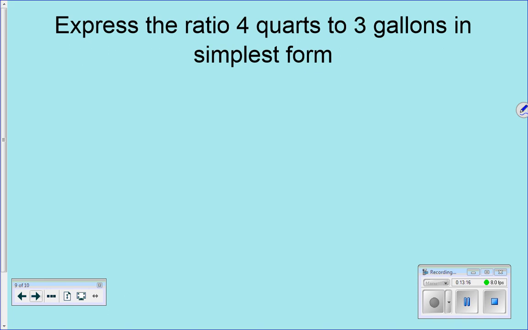Is it? Gosh, that was nice. Let's see. Probably did gallons to quarts. Well, 3, so how many quarts are in a gallon? 4. So 3 times 4 would be 12. So 4 quarts to 12 quarts would be 1 to 3. Yep, that's it.